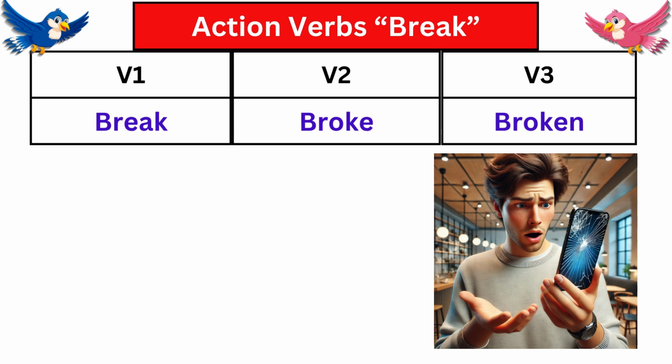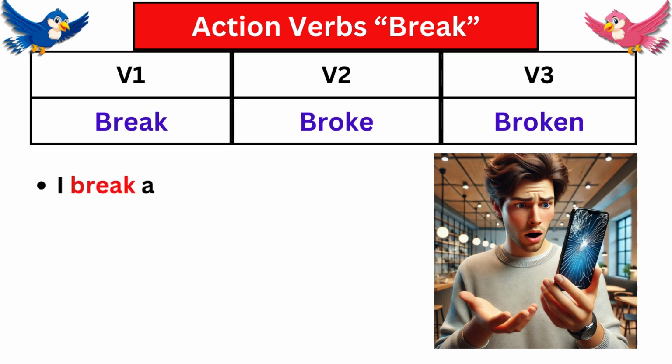Next, let's look at the three forms of the verb. V1: break, present. V2: broke, past. And V3: broken, past participle. Now, let's use these words in sentences.